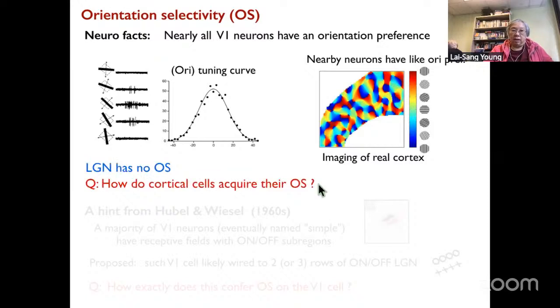So I said LGN has no orientation preference because it only sees this light. You can put a bar in whichever direction, and it's going to see exactly the same thing. And so the question is, how do cortical cells acquire their orientation selectivity?